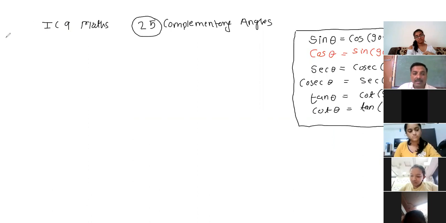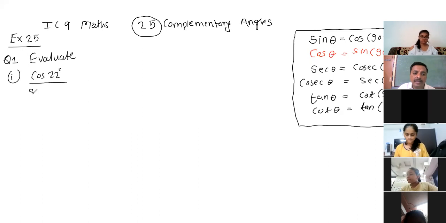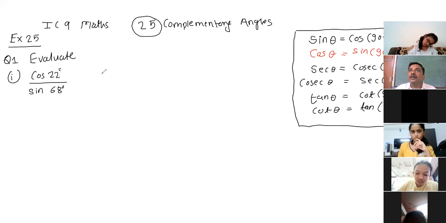It's very easy. Exercise 25. Question 1. Evaluate. First one. It's very simple, no need to use much brain. Cos 22 degree and sine 68. We know that sine and cos are complementary to each other, but before that what do we have to check? Add the angles 22 and 68 and see, is it 90? 22 and 68 is 90, yes. Okay. So we can use this property either first one or second.